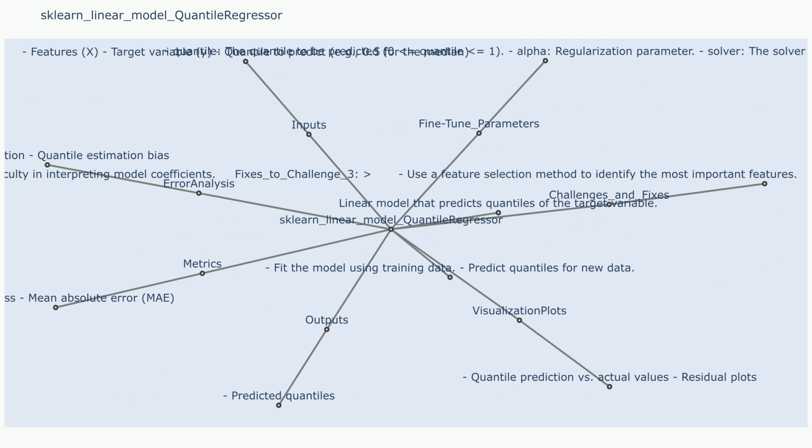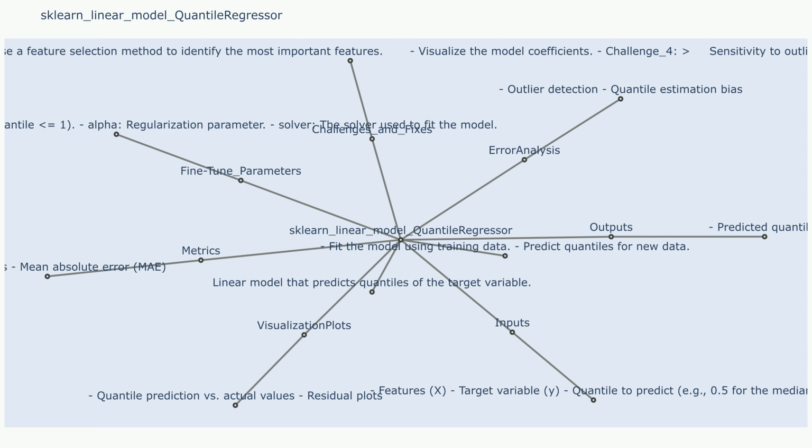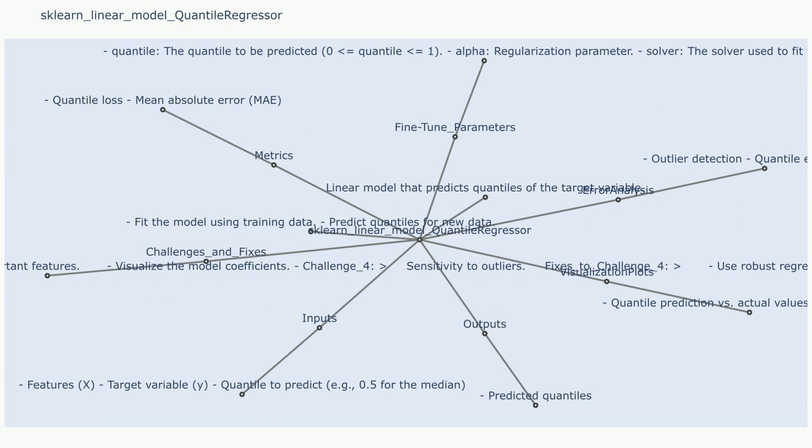Challenges and fixes. Challenge 1: overfitting to the training data. Sample use case that resulted in challenge 1: when the training data is small or noisy, the model may overfit, leading to poor generalization performance on unseen data. Fixes to challenge 1: increase the regularization strength (higher alpha) or use a different solver that is less prone to overfitting.